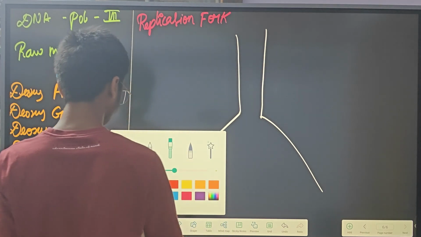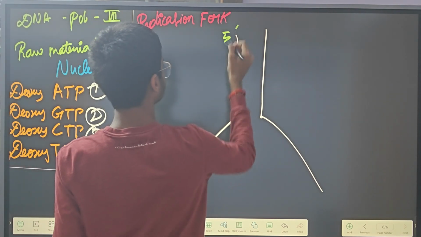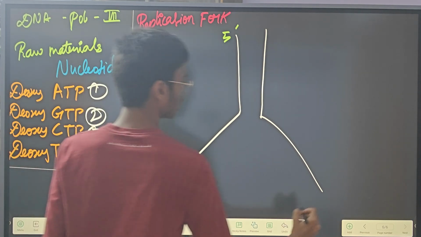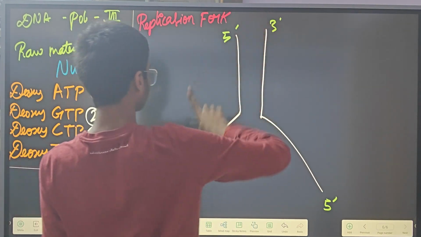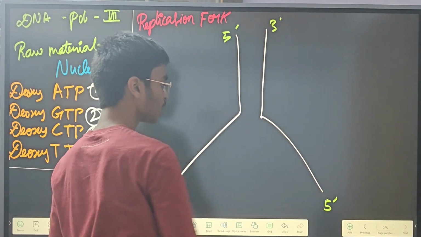Okay, so first I'm going to give the nomenclature. If this is 5 prime, then this will be 3 prime. If here it is 3 prime, then here it will be 5 prime.